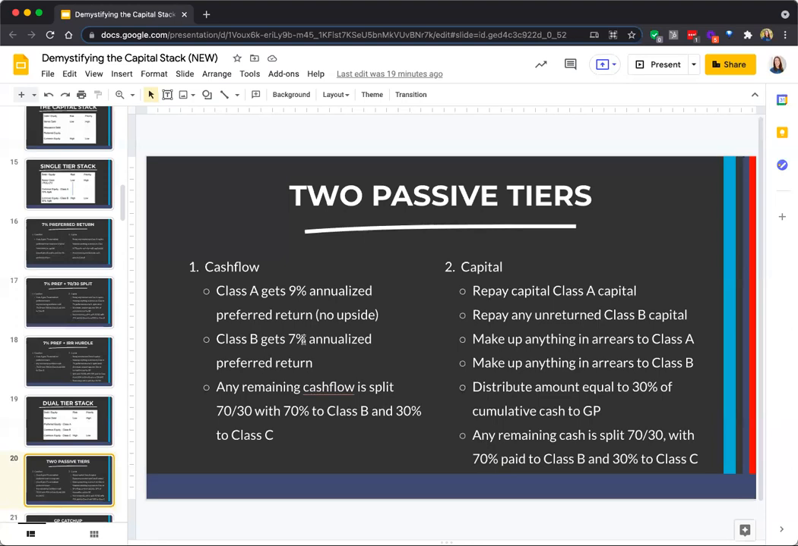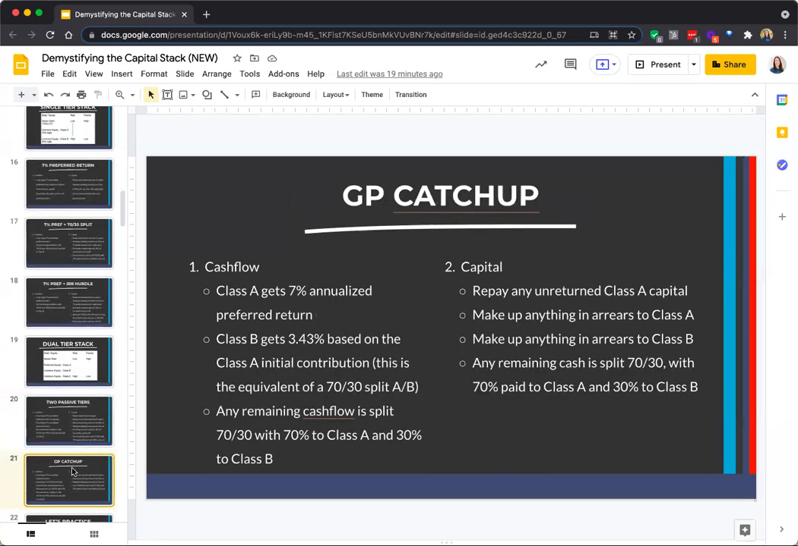And really, one thing that a dual tier stack does is allow us to bring in more investors who have differing goals and have them all share in the same investment, which is super cool. All right. So then we've got a full-on GP catch-up type model. This isn't something that we do on our particular deals, but this is just what it would look like.